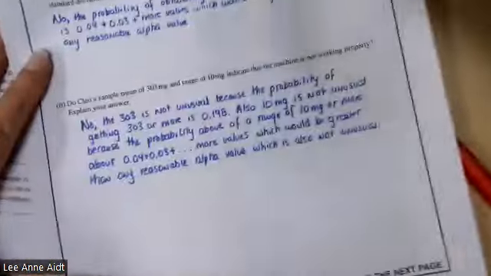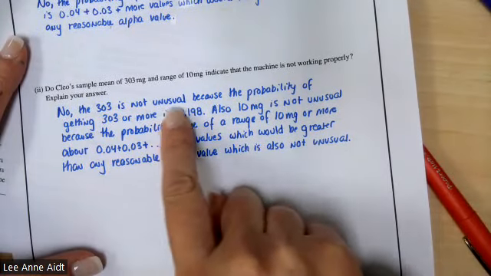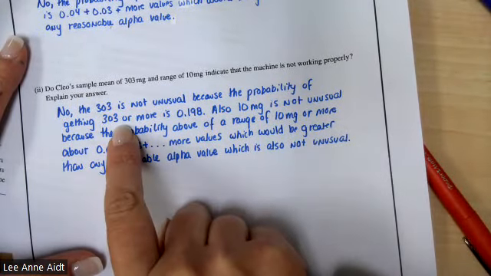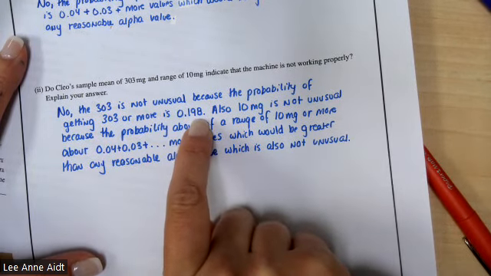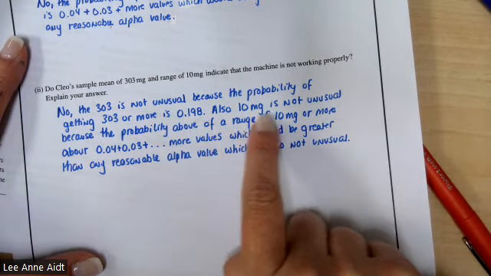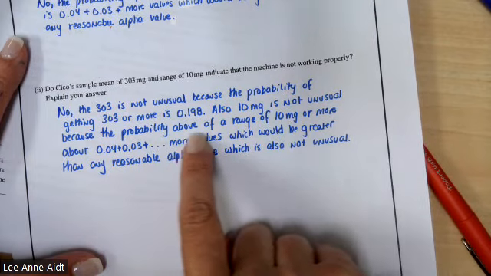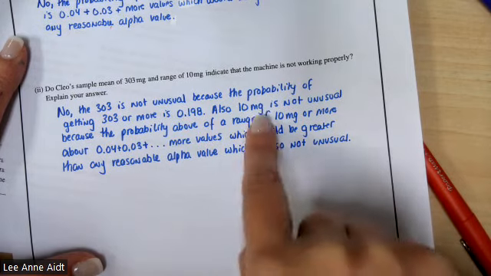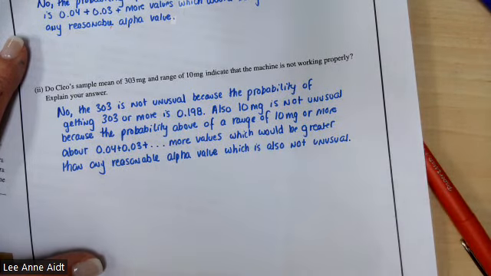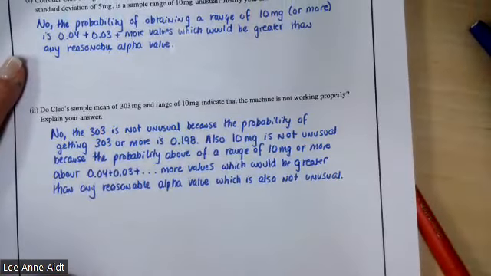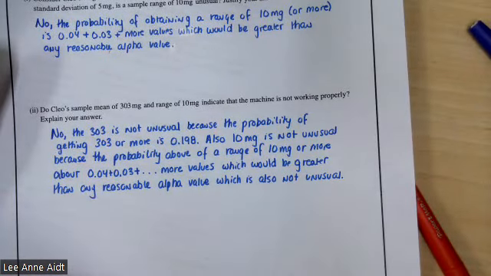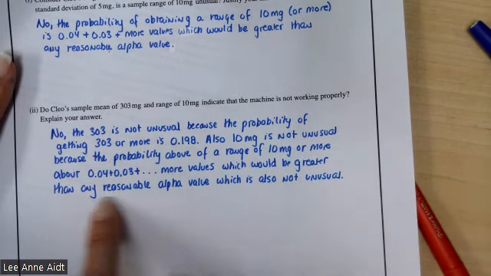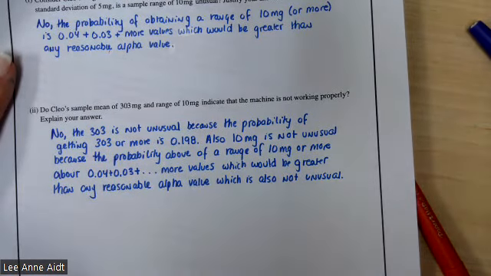So I said, no, the 303 is not unusual because the probability of getting 303 or more is 0.198. I stole that from the previous problem. Also, 10 milligrams is not unusual because the probability above a range of 10 milligrams or more is, so this I just kind of repeated my answer from up here. And then I said, which would be greater than any reasonable alpha value, so not unusual.